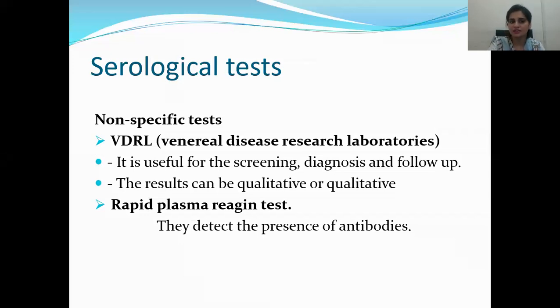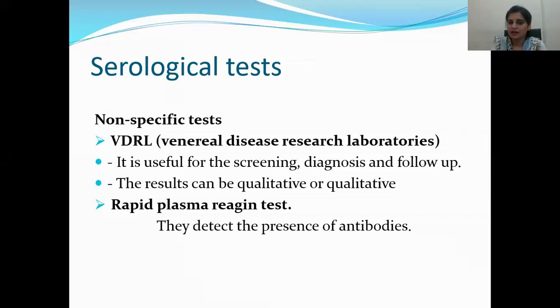First of all, we will discuss the non-specific tests, which are VDRL, which is Venereal Disease Research Laboratories. VDRL is an abbreviation, and it is used for the screening, diagnosis, and the follow-up of the syphilis patient. And the results can be qualitative or quantitative. Actually, you will find the antibodies.